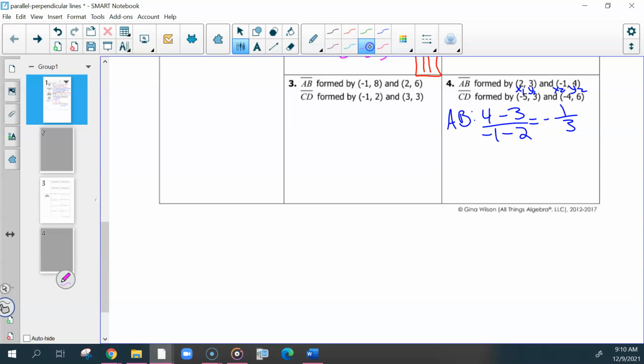And then find your other slope for CD. So 6 minus 3 over -4 minus a -5. What would that slope be? 3 over 1, or just 3. Always simplify. So that's T. It's perpendicular. Correct.